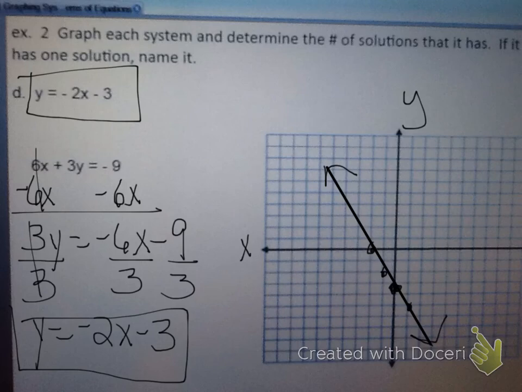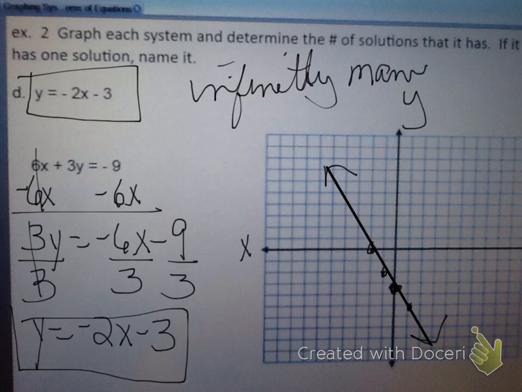the answer is infinitely many solutions. It is not all solutions. It's only infinitely many solutions that are on the line. So there's a difference between all solutions. All solutions means every single ordered pair on this whole coordinate plane. Infinitely many solutions means it's only the solutions on this line.